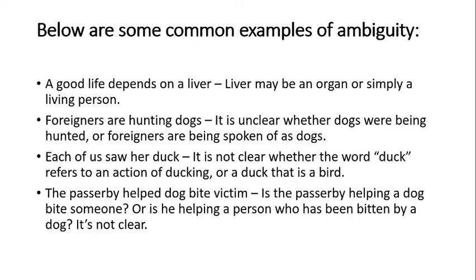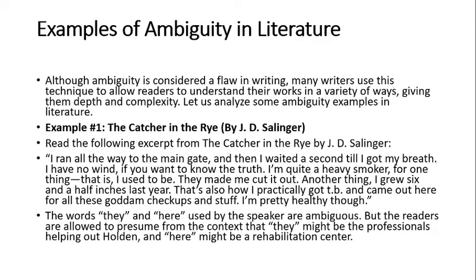So let's try to understand how ambiguity is intentionally used in literature. So we are going to see the examples of literature about the ambiguity. Although ambiguity is considered a flaw in writing, many writers use this technique to allow readers to understand the works in a variety of ways, giving them depth and complexity. Let us analyze some ambiguity examples in literature. So example 1, The Catcher in the Rye, written by J.D. Salinger. You can read the following paragraph from this text.